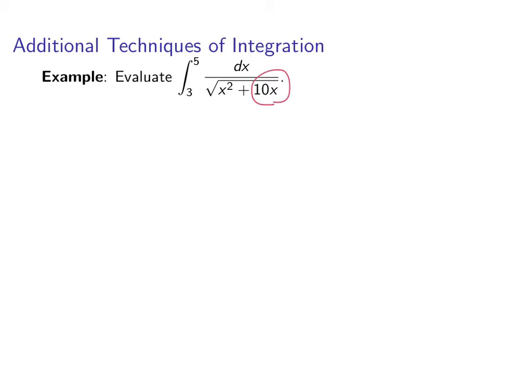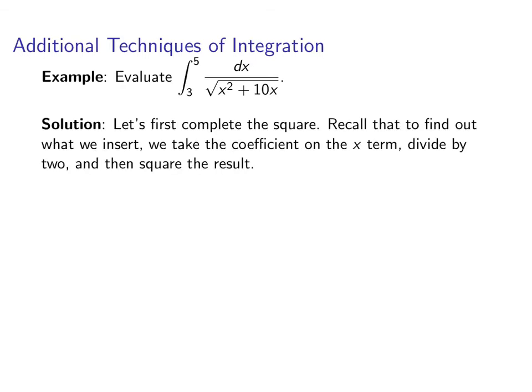All right, so we're going to complete the square. This is one of our techniques from algebra and pre-calculus. So remember how this goes. To find out what we have to put in, we're going to take the coefficient on the x term, that's 10, divide by 2, and then square whatever we get. So in this case, we take the 10, divide by 2, square that whole thing, and we get 25. So that's what we have to put in there to make it into a perfect square.